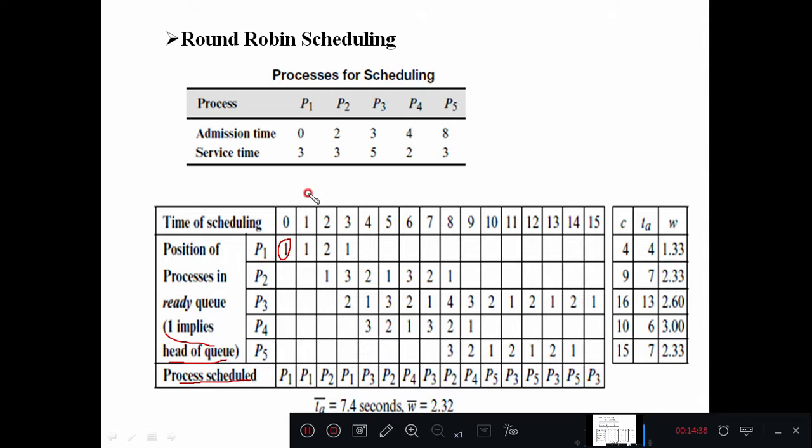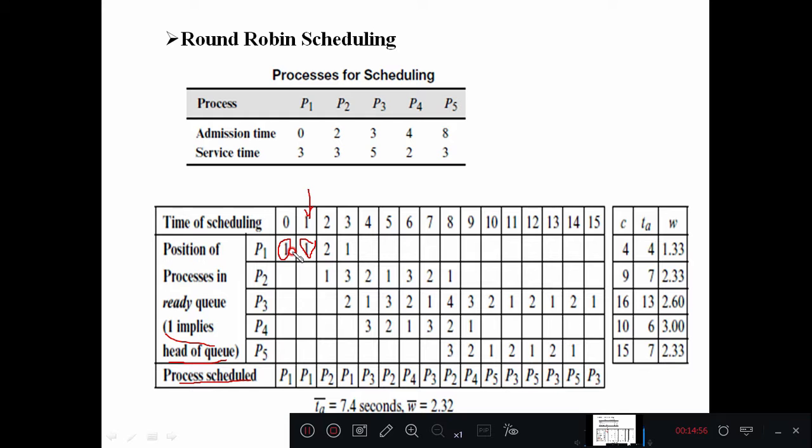So at 1 second, the same process is there. The same process will be rescheduled again, because there are no other processes except P1, okay? So P1 is rescheduled again, right? So how many times does P1 get scheduled?